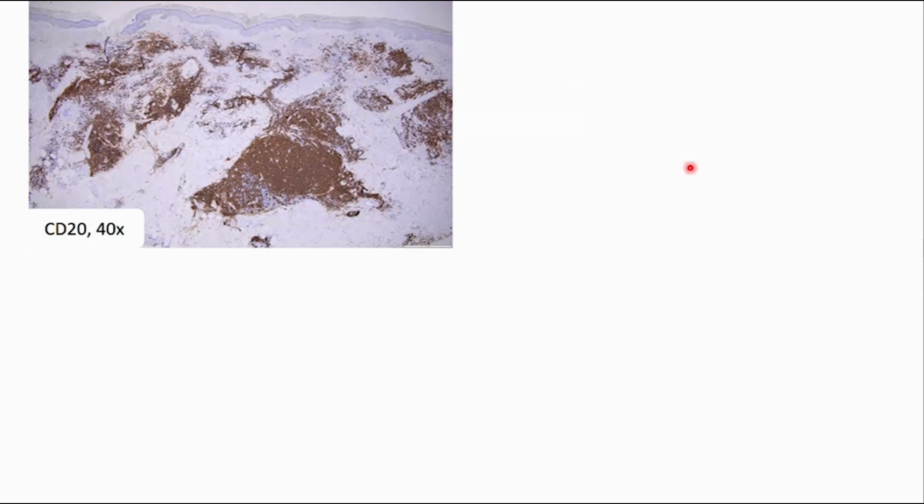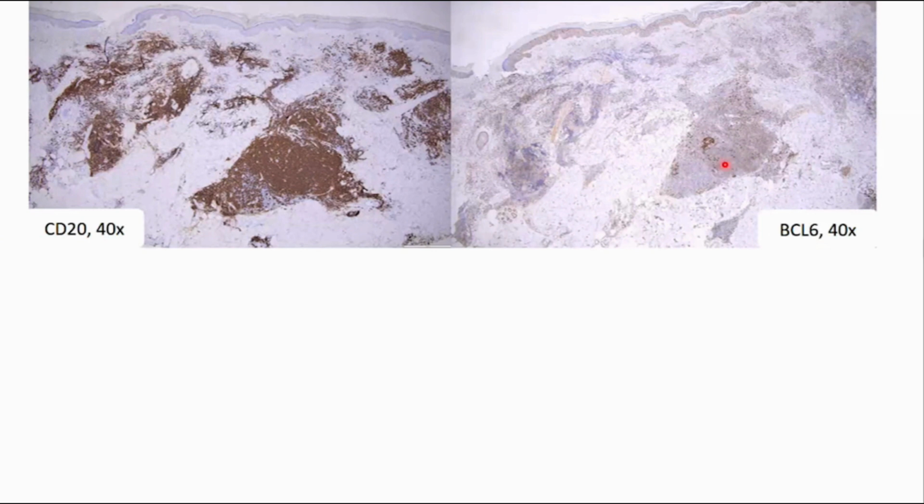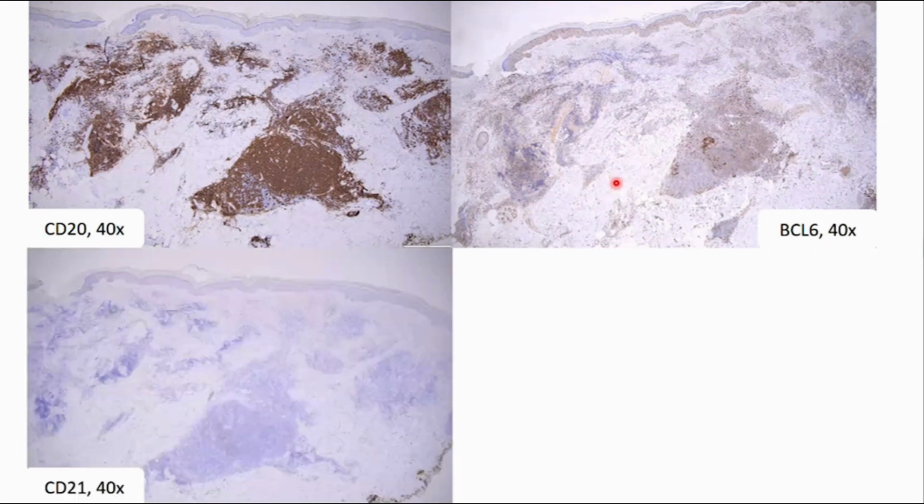plasma cells, and the infiltrate overall is positive for CD20. BCL6 seems to be kind of preserved in maybe a germinal center here, maybe picking up some T cells in the background. CD21 is mostly negative here. Maybe there's like a faint blush here at the germinal center.